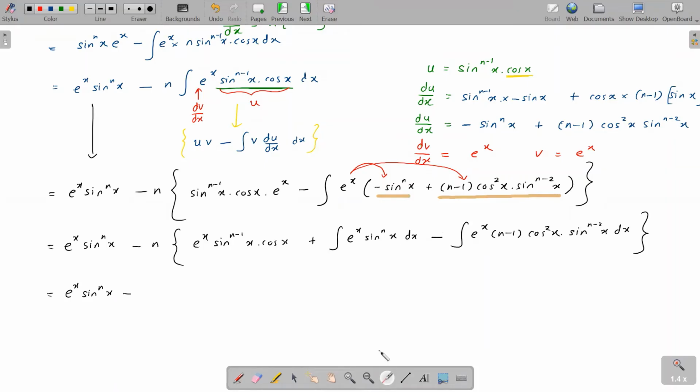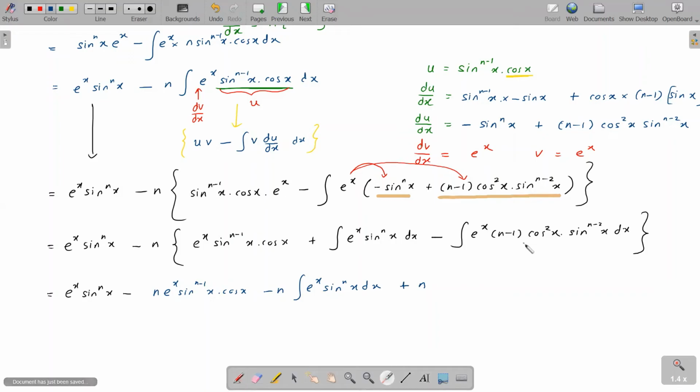And now the large bracket can be opened with the n. Shall we open it with n? There are three terms here. All these three terms will get the n coefficient. So I get here n e^x sin^(n-1) x minus x cos x. And then here, of course, it's going to be minus, right? Minus with plus. Minus n integration e^x sin^n x dx. And here minus n, when you open with minus, it's going to be a plus n times.